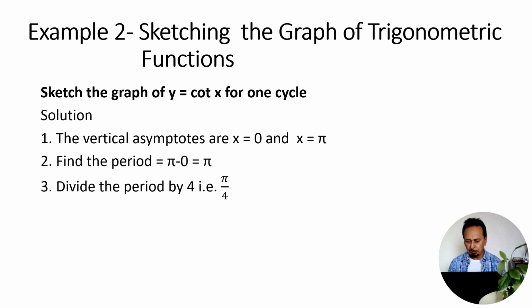Example 2. Let's sketch the graph of y equals cotangent x for one cycle. The vertical asymptotes are at x equals 0 and x equals pi. And then find the period. The period is pi minus 0, which is equal to pi. And then divide the period by 4 to get the increments.